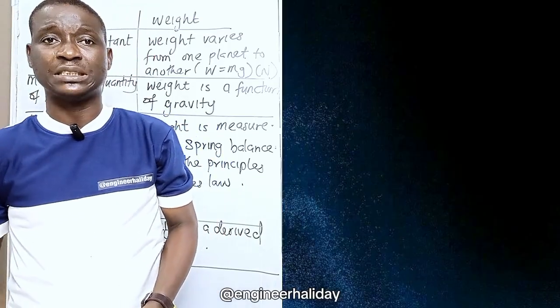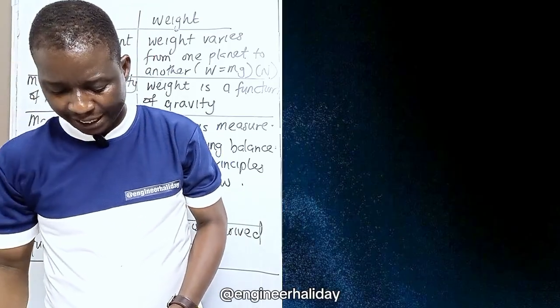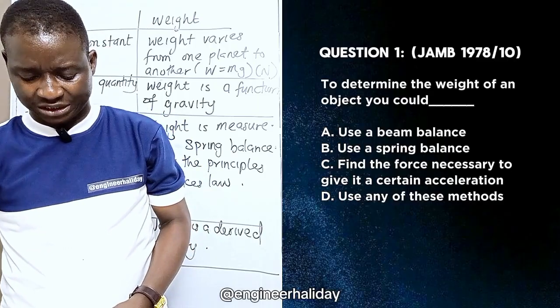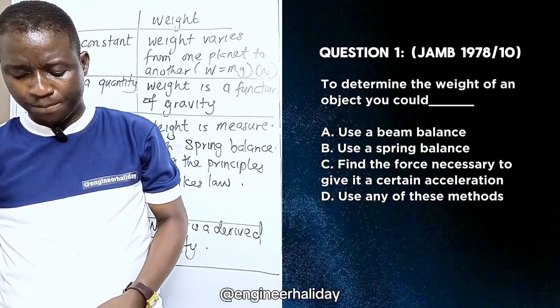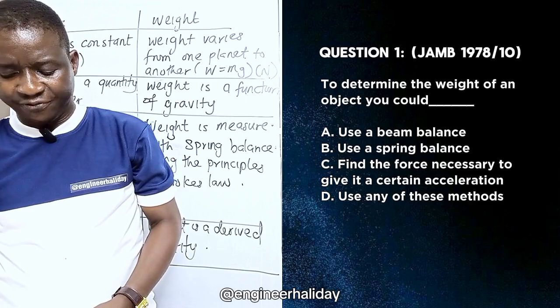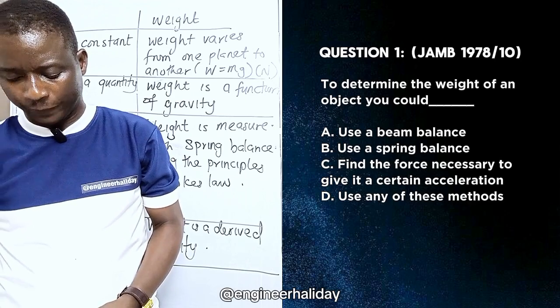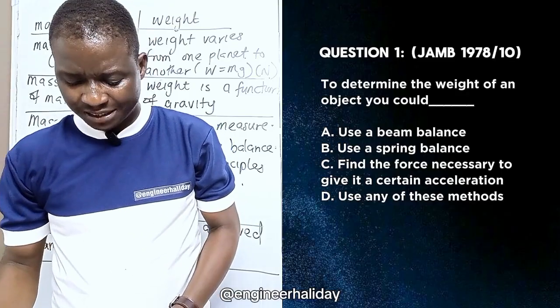I want to look at part 4 of measurement and unit, and let's take it one after the other. Let's start from 1978, number 10. It said, to determine the weight of an object, you could use dash: A, use a beam balance; B, use a spring balance; C, find the force necessary to give it a certain acceleration; D, use any of these methods.